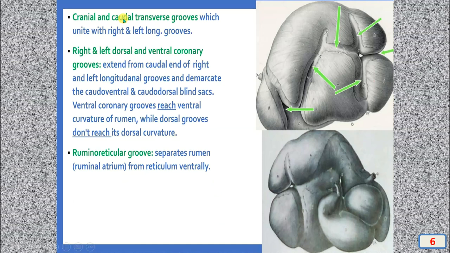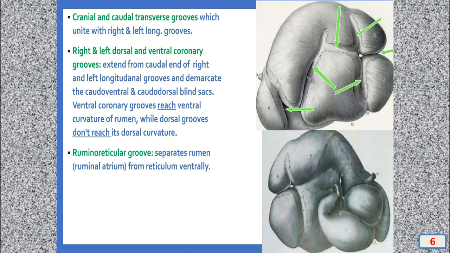And the cranial and caudal transverse grooves, which unite the right and left longitudinal grooves. Whereas the left and right dorsal and ventrolateral coronary grooves extend from the caudal end of the right and left longitudinal grooves and demarcate the caudoventral and caudodorsal blind sacs. The ventral coronary grooves reach the ventral curvature of the rumen, while the dorsal grooves don't reach its dorsal curvature.